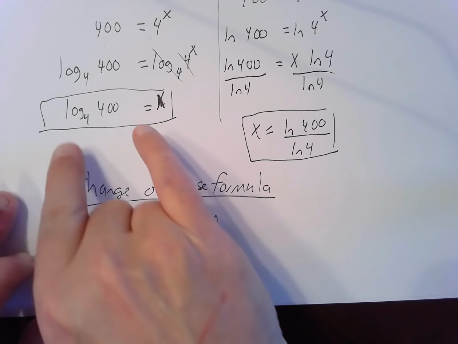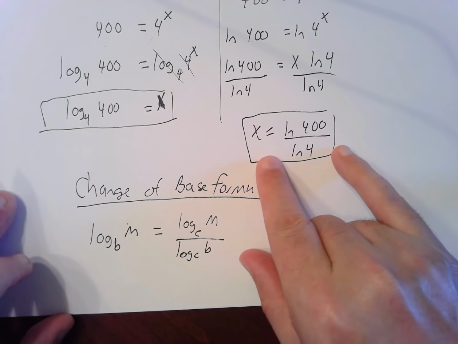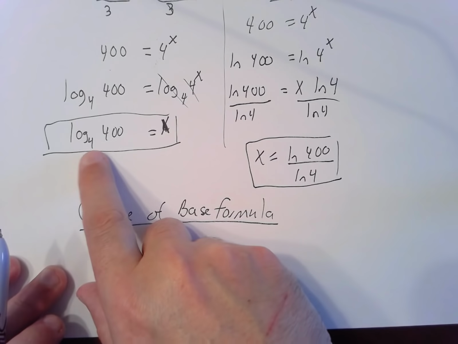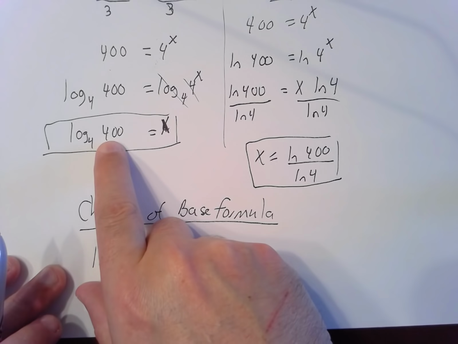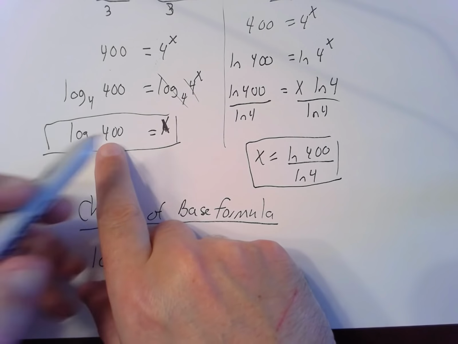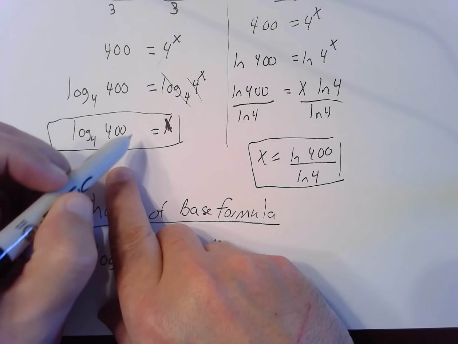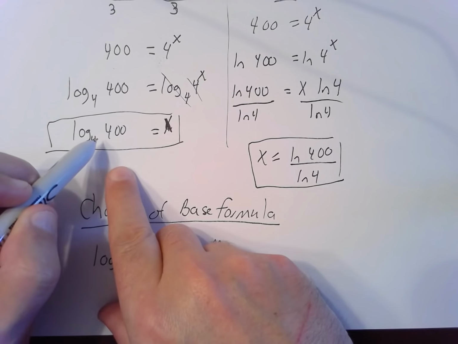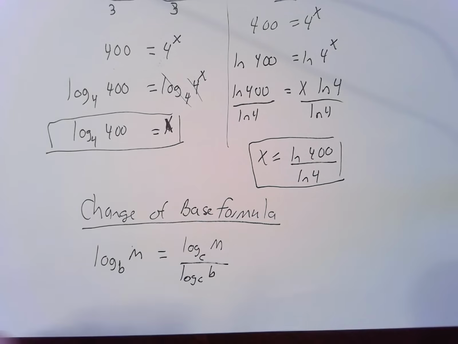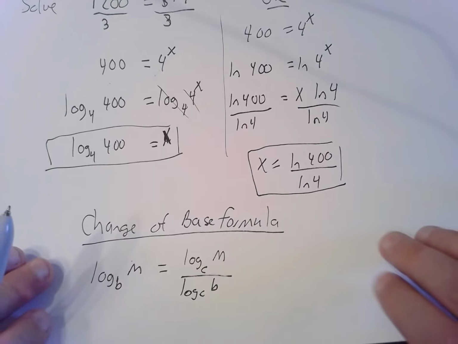Okay, so switching from here to here, which we've essentially just proven we could do. Log base 4 of 400, if I wanted to throw that in my calculator and use natural log, it would be natural log of 400 divided by natural log of 4, which is what I've written. Okay, let's do some more complicated problems.